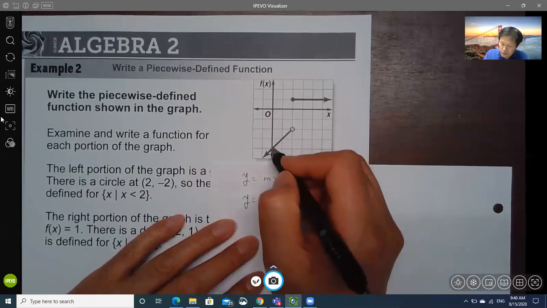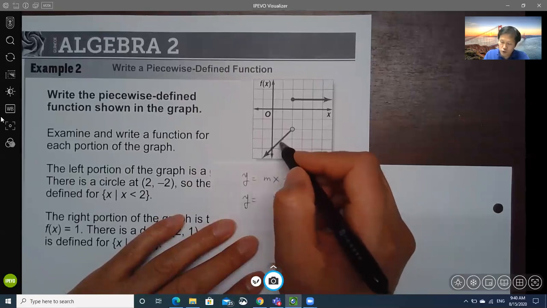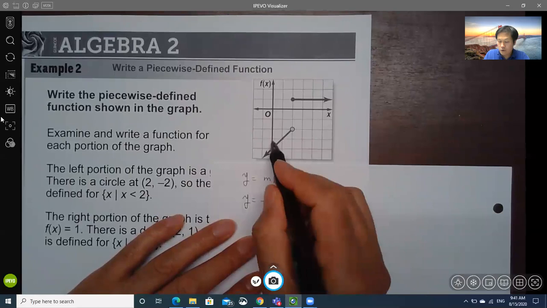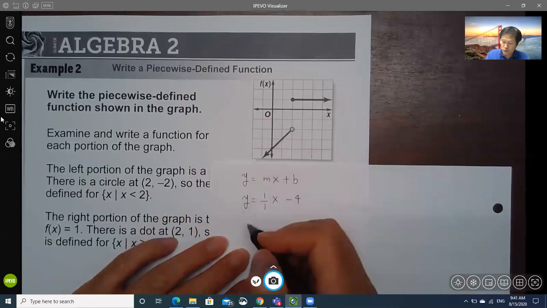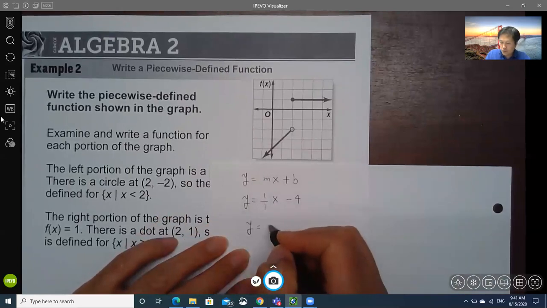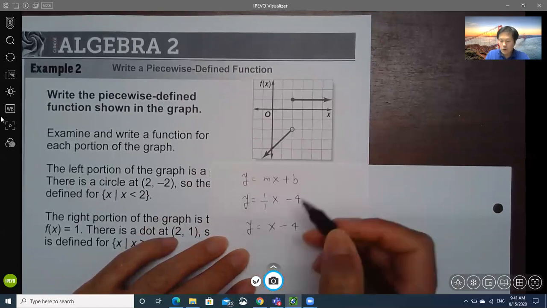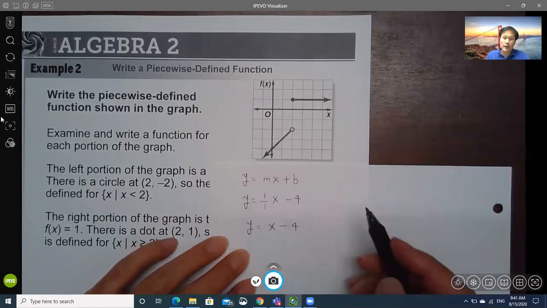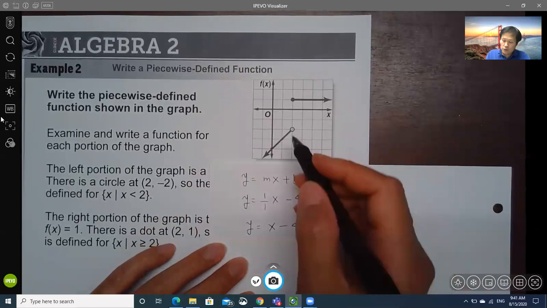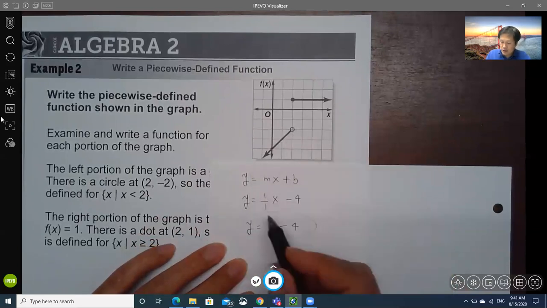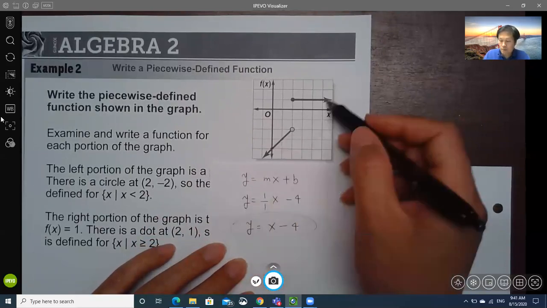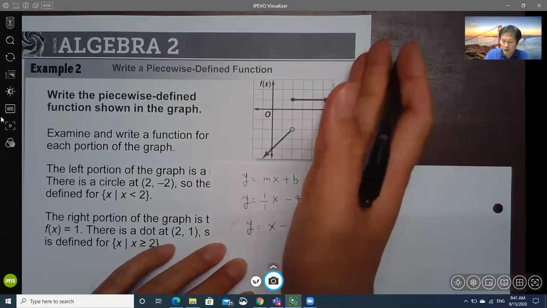From this point to this point, you go up 1, right 1. Up 1 is a positive 1. Right 1 is also positive 1. So it's y equal to x minus 4. 1 over 1 is 1, and 1 we don't have to write. So this equation is this line, but we don't have the entire line.